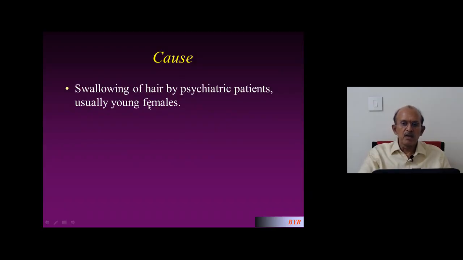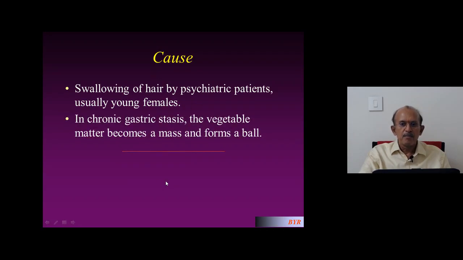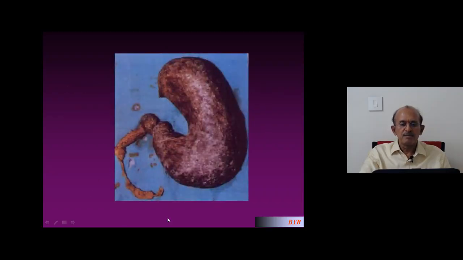The cause is swallowing of hair by psychiatric patients, usually young females. Why not old psychiatric patients? Because they have sparse hair. Young females have long hair, and psychiatric patients, they swallow the hair. In chronic gastric stasis, vegetable matter also becomes a mass and forms a ball.